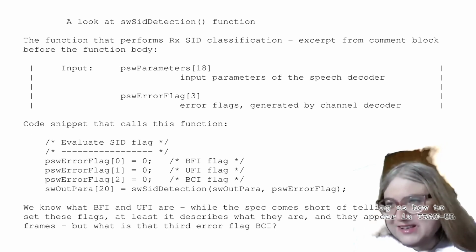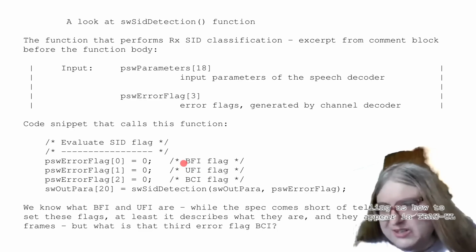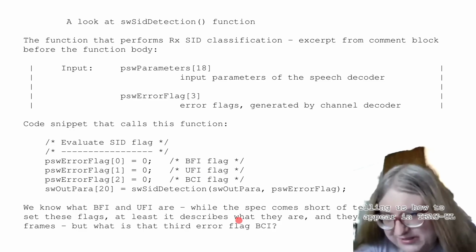So this is where the mystery began for me. When I first looked at this code over a year ago, what is this? What is this BCI flag? I mean, we don't even know what it stands for. Like bad channel indicator, maybe. But yeah, completely undocumented. What is this flag? And then we're going to see in a moment what it's actually used for.